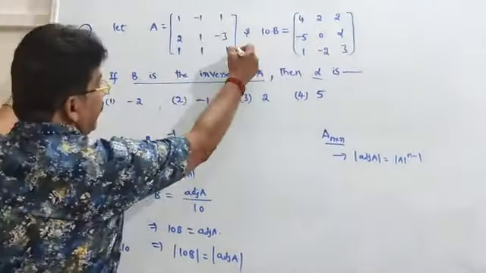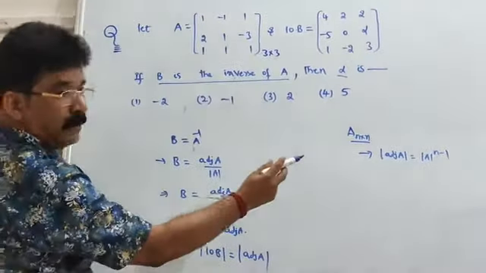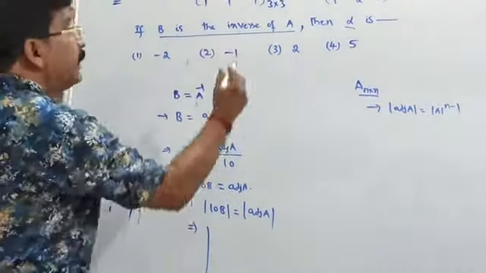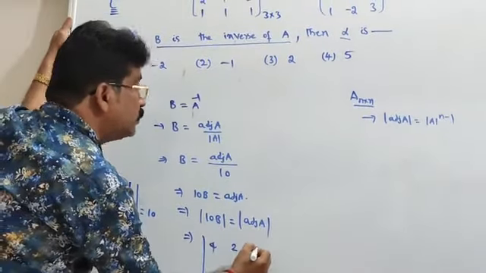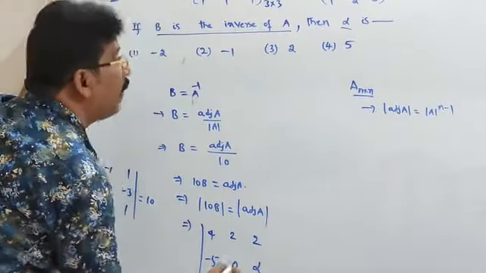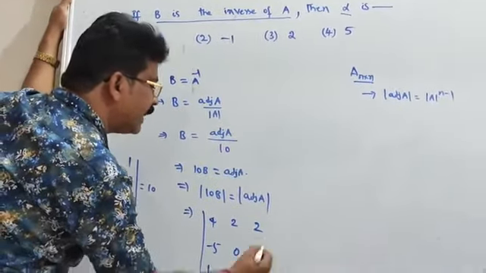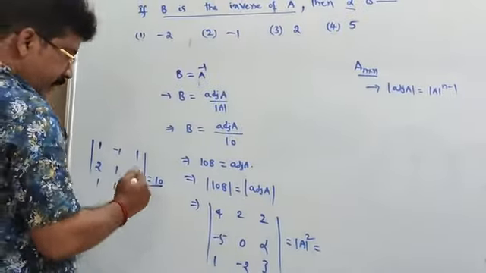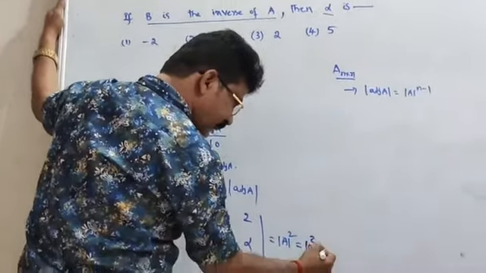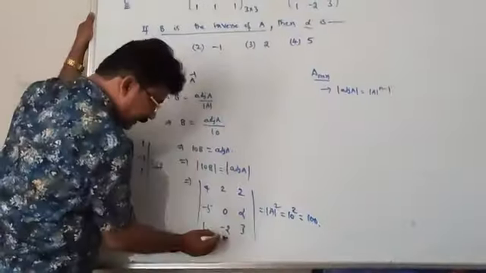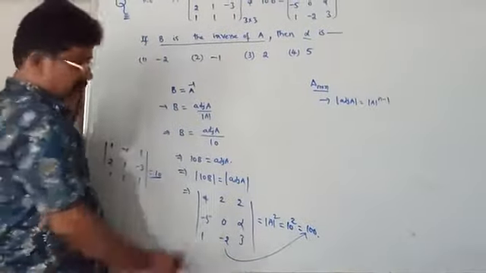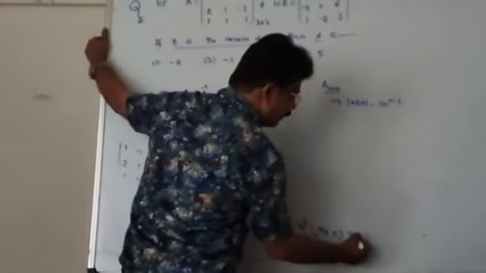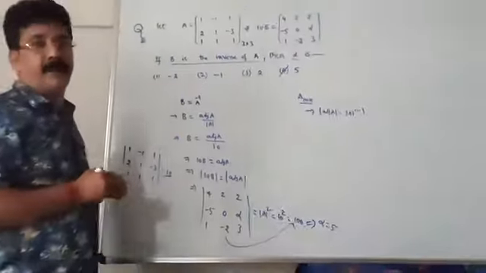Here capital A is a 3 by 3 matrix, therefore put n equal to 3. Then the determinant of 10B, which is 4, 2, 2, minus 5, 0, alpha, 1, minus 2, 3, is equal to det A whole square. The det A value is 10, so 10 whole square is equal to 100. Therefore this determinant equals 100. You can open this determinant at your home and clearly we are getting alpha equal to 5. That is, the fourth option is right.